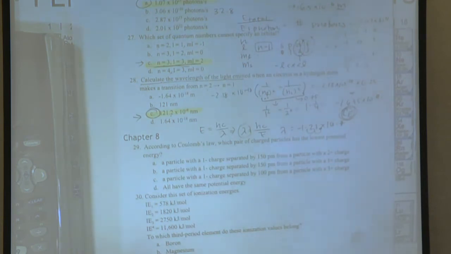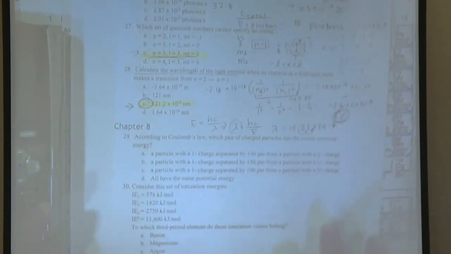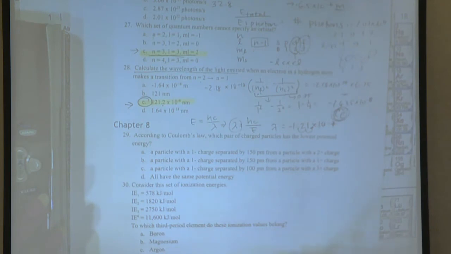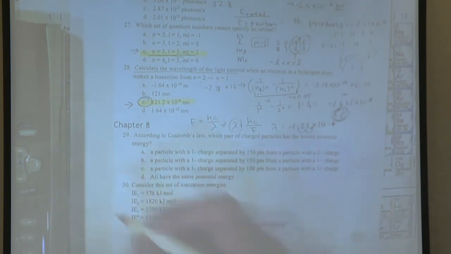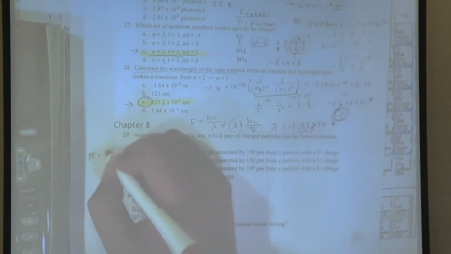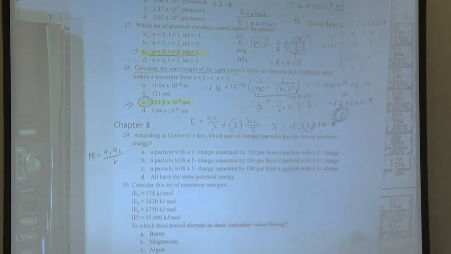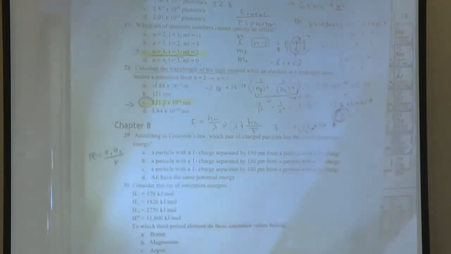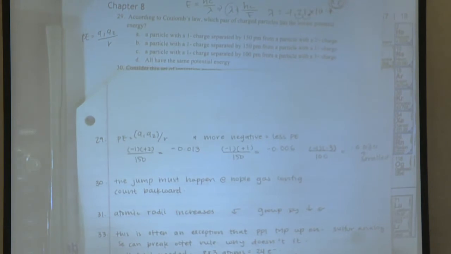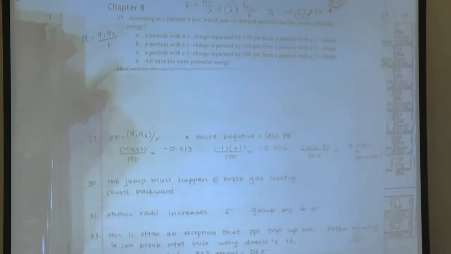Yeah, okay. 29. According to Coulomb's law, which pair of charged particles has the lowest potential energy? So this requires you to know what Coulomb's law is. Coulomb's law says that the potential energy is equal to the charge of the first times the charge of the second over the radius, right? I'm going to show you what I did here. Do we see that? Good, okay.